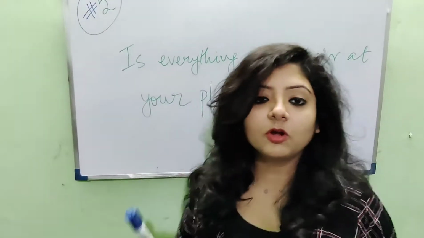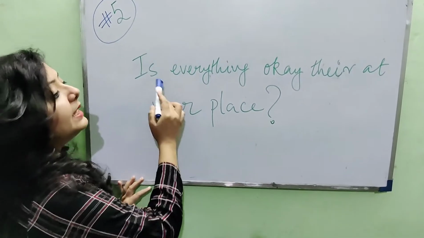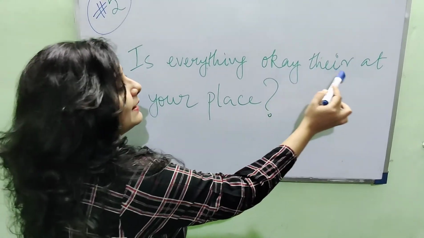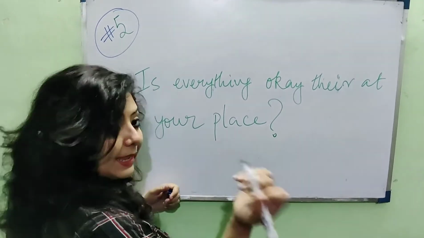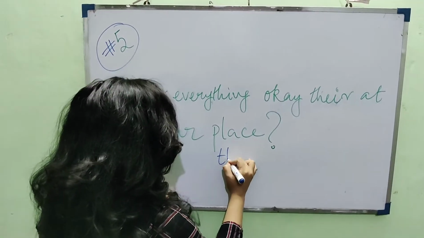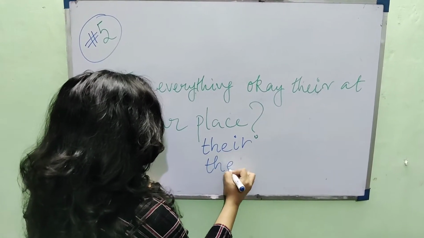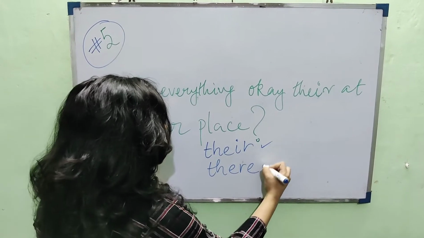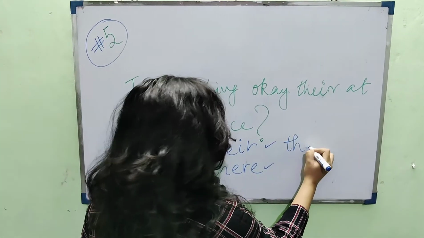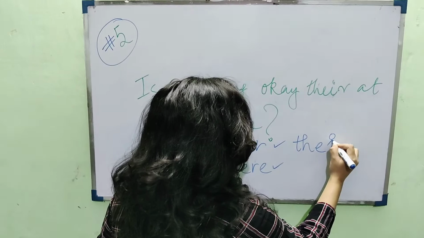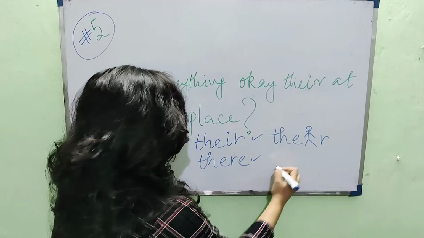So now we are going to talk about the fifth and the final error in the letter. Is everything okay there at your place? Okay. Now again, two similar sounding words. There, their. Very different in meanings. Let me try something else. Okay, with my horrible drawing skills.